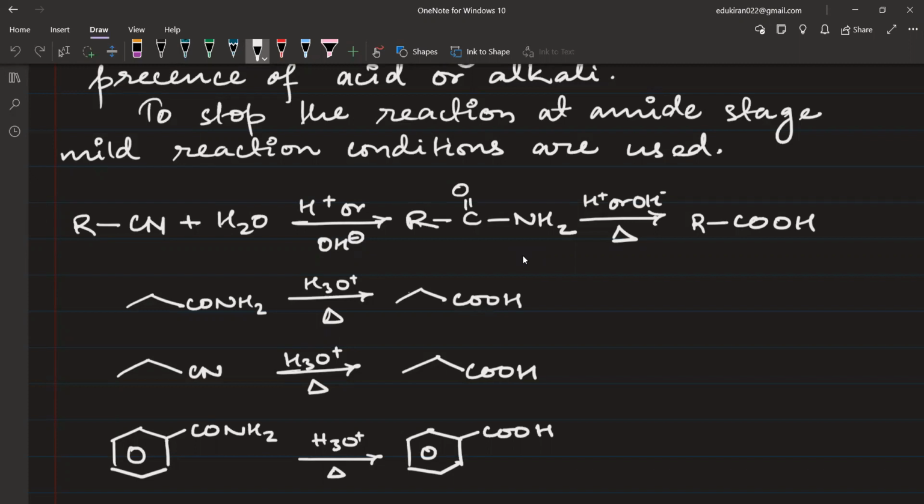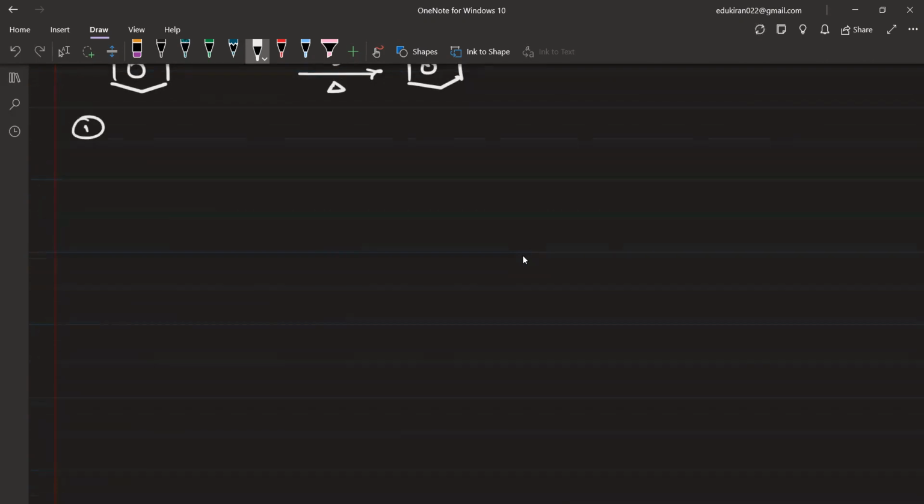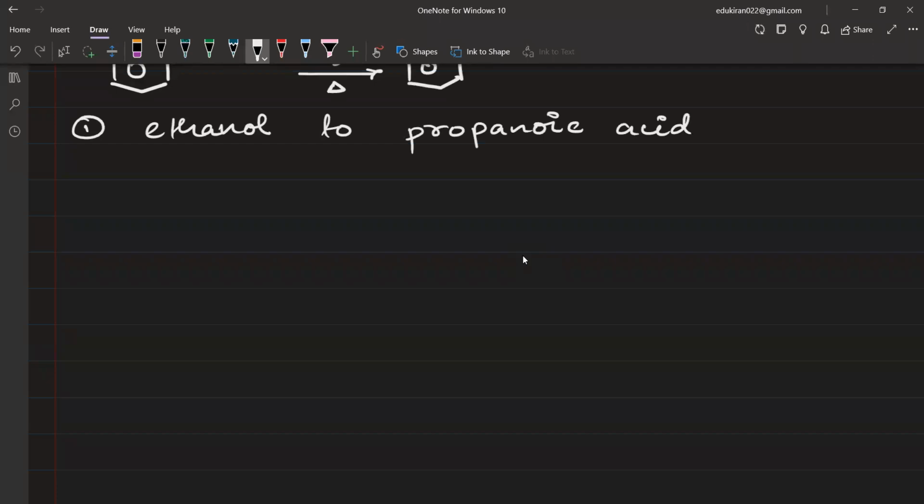Yes, sir. Done. See, there is a very important conversion that you should remember in the case of nitriles. My question is, you have ethanol to propanoic acid. Whenever there is a reaction, eth means 2 carbons, prop means 3 carbons. That means there is an addition of 1 carbon. Please remember the reaction of alkyl halide with KCN.